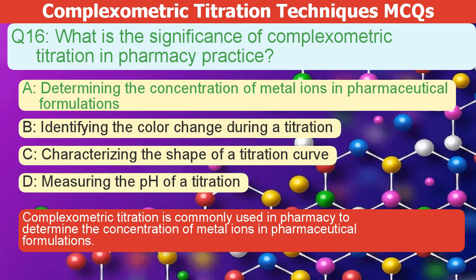The correct answer is A. Complexometric titration is commonly used in pharmacy to determine the concentration of metal ions in pharmaceutical formulations.